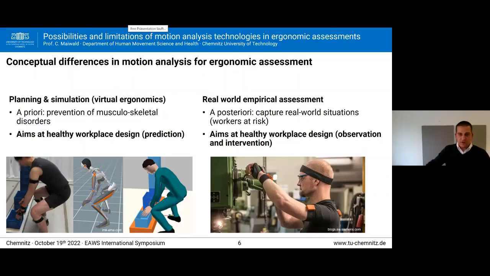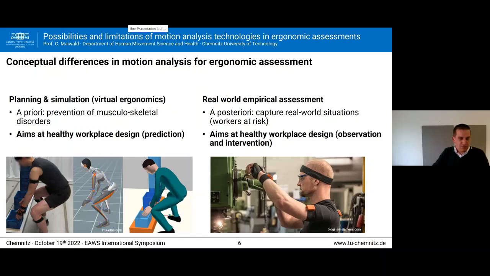So and this goes back to what Gabriele mentioned at the beginning of his introduction. It is probably very important to differentiate between the scenario of application you're aiming at. So motion capture technologies may differ if you are in a conceptual phase up front, where you make predictions, where you do simulations of movements of workplaces that don't even exist yet, compared to real-world empirical assessments. And this is what we do.